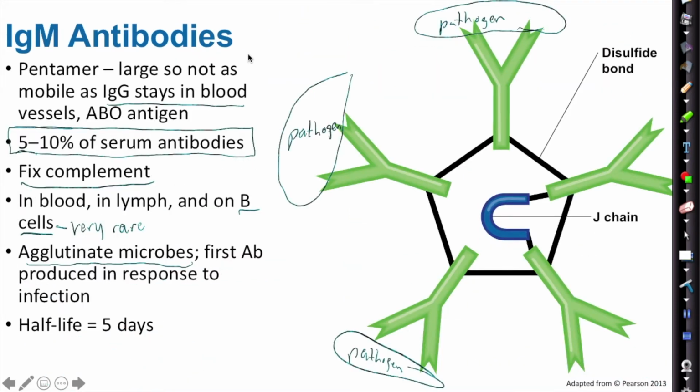IgM, these are larger, so they don't squeeze through blood vessels, so they stay in the blood. They are only 5 to 10% of the blood serum antibodies, so IgG is much higher than IgM. IgM can fix complement as well, and they are in the blood and in the lymph, and they don't come out of the blood because they're so large. However, they are very rarely on B cells. They help agglutinate microbes, because if you have a bunch of microbes bound to all these different IgMs, that helps bring those together and makes it easier for identification of the pathogens because they're all in one spot. These have a much shorter half-life, by the way.